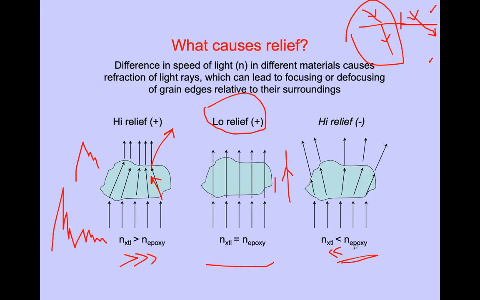So if the epoxy is very large compared to the sample, which we don't see much in natural cases, the relief will also be high, but it looks like this. It will be high relief, but with a concave-like appearance. So this time we call it negative relief, high relief but negative.